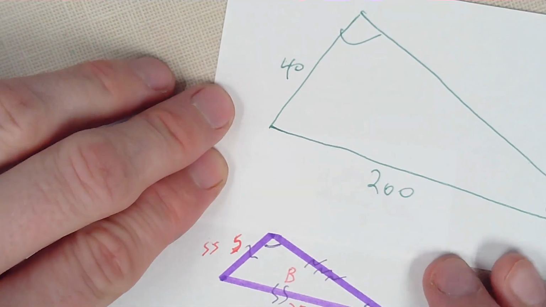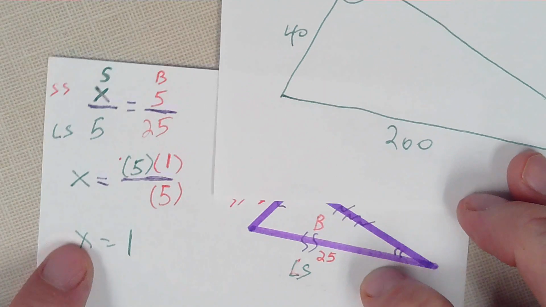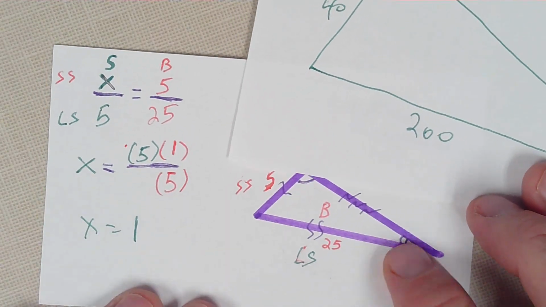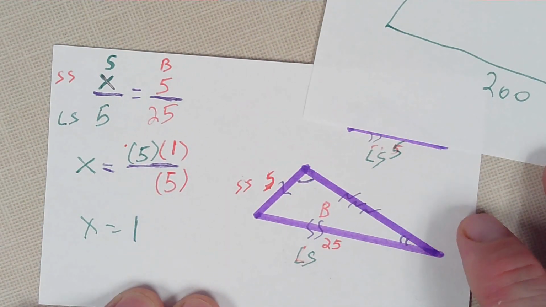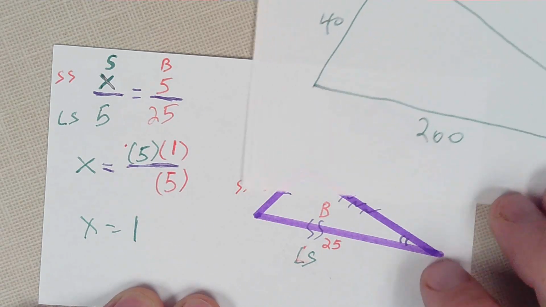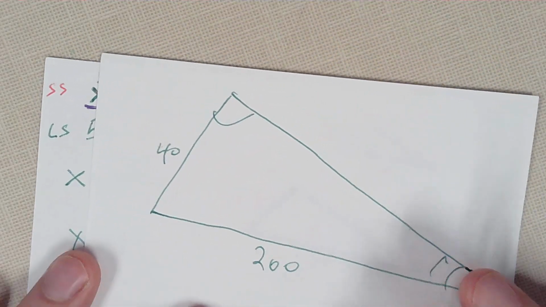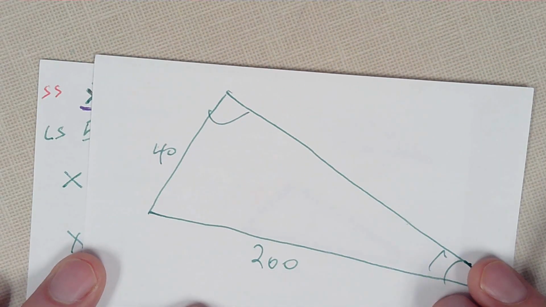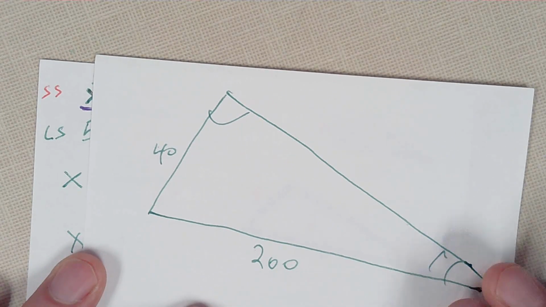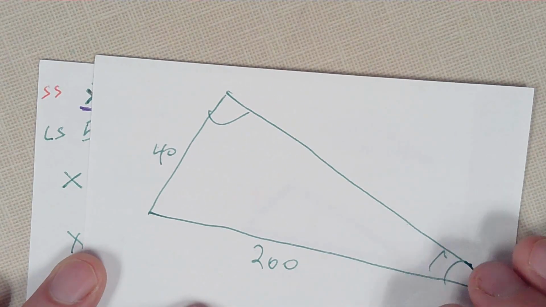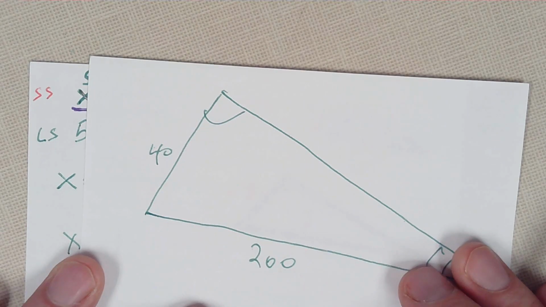The reason I show you that is because this is the basis behind trigonometry: any right triangle with the same other angle, like say 30 degrees, will be similar.